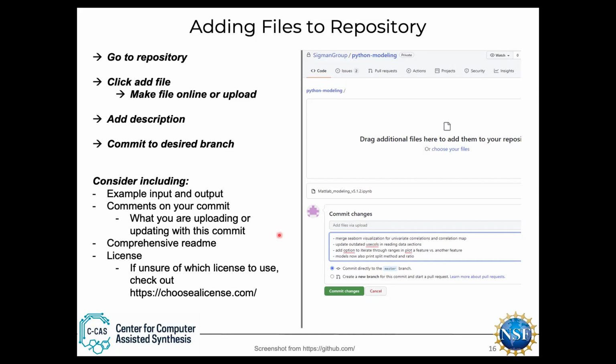So some things you should consider including in your repository could be an example input and output, comments on your commit. So like I said, what are you uploading or updating with this commit? You should always have a comprehensive README describing what your code is and how to use it. And then depending on if it's public or if it's appropriate or not, you should consider adding a license to your repository. The MIT license is often appropriate for what we do in C-CAS, but if you're unsure of what license to choose, there's a handy website called choosealicense.com that will kind of take you through a flow chart and tell you the pros and cons of each license.